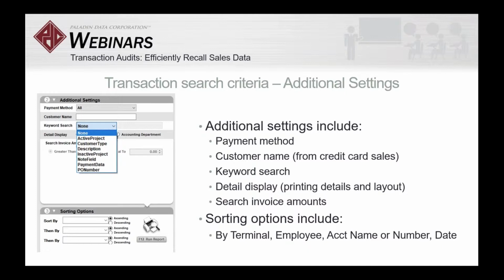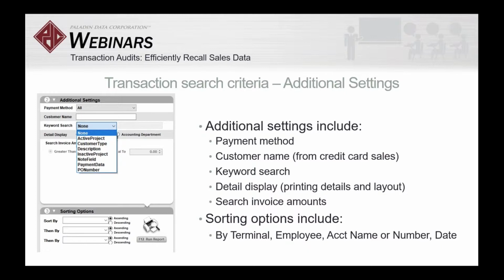You can search by active project, by inactive project, by customer type. So you can type the customers, whether they're contractors, medical facilities, different trades, and so forth. And then also put in a description. So what's in the description field and what's in the note field. And this is where you can get down to very specific information.